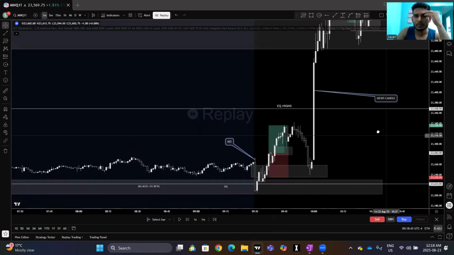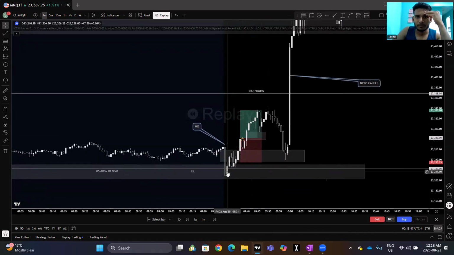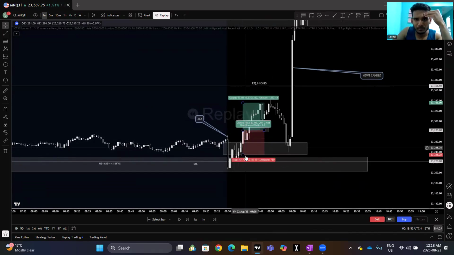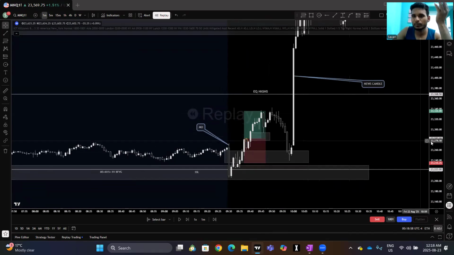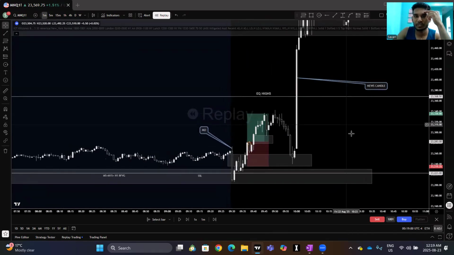Got it? Yeah. Market open, liquidity sweep, inversion. Inversion entered, put the stop at this low, exactly one candle below, not here, like here. That gives me 1:1. That's our initial entry model.